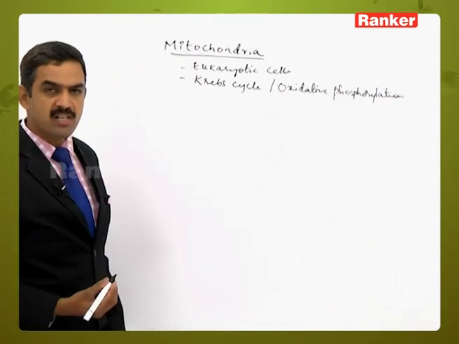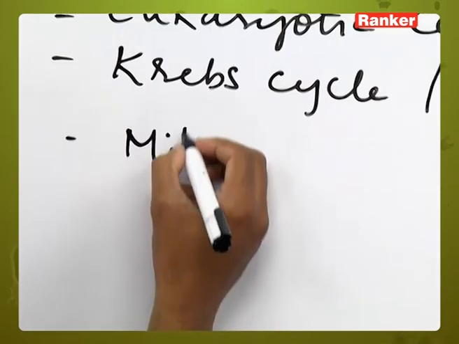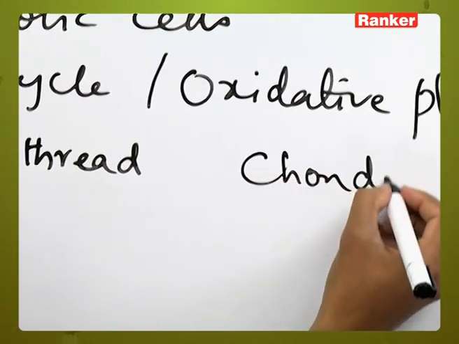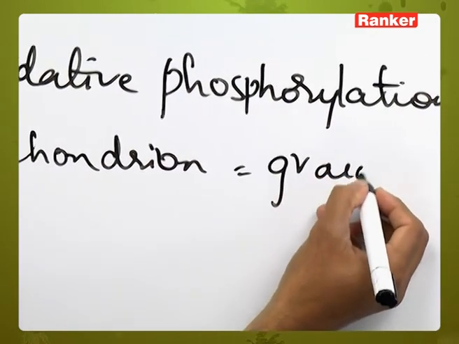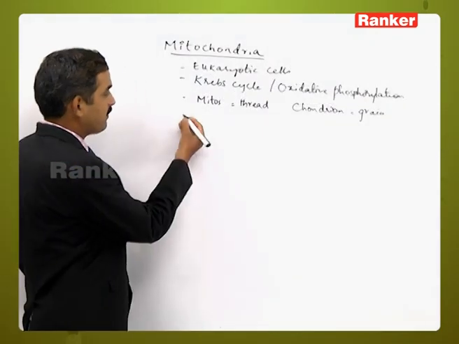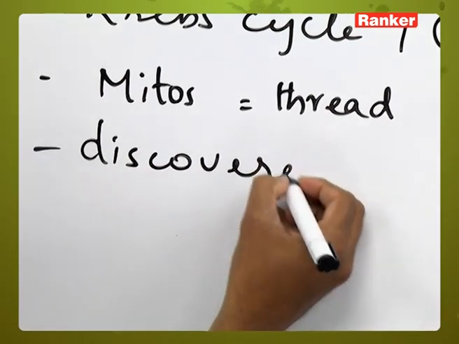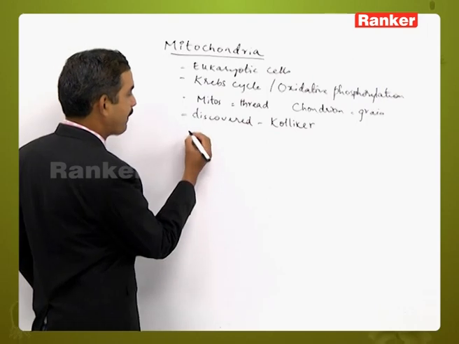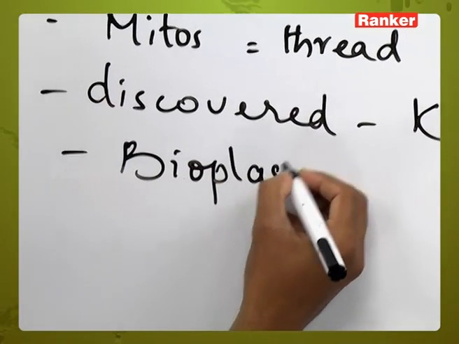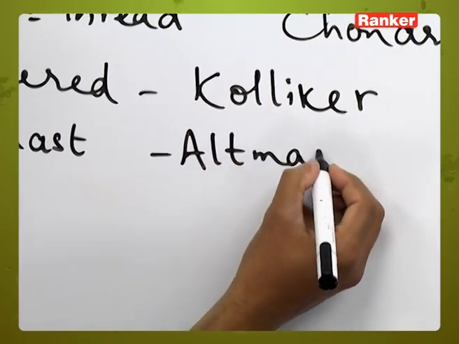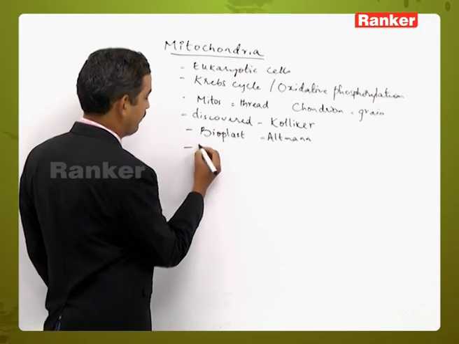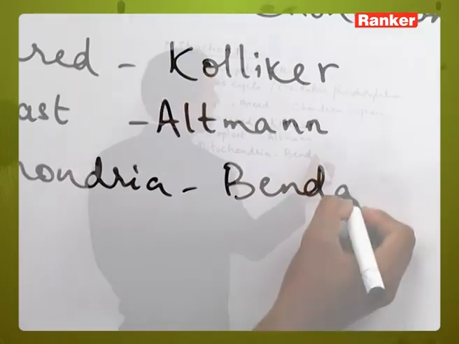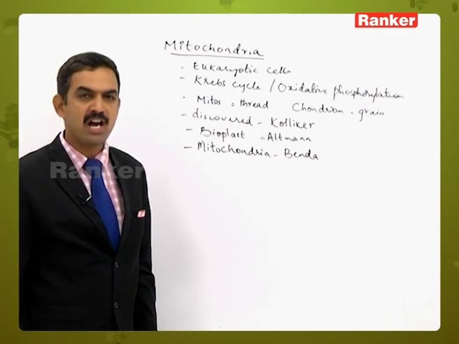The name mitochondria was derived from the Greek language, in which mitos means thread and chondrion means grain, showing a nearly thread-like structure. These were first discovered by Kolliker, a scientist. It was initially named bioplast. The name bioplast was given by Altman, but later the name was changed to mitochondria by Benda. So, these are the scientists related with the discovery and naming of mitochondria.